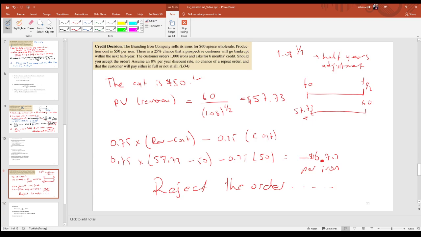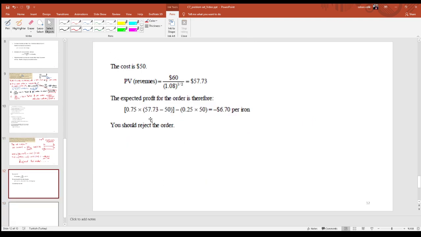Alright guys, you can take a look at the solution from here.